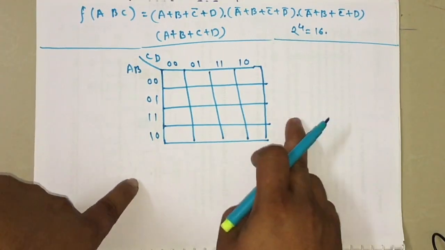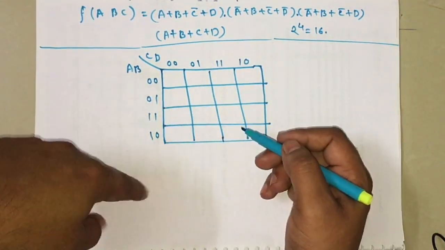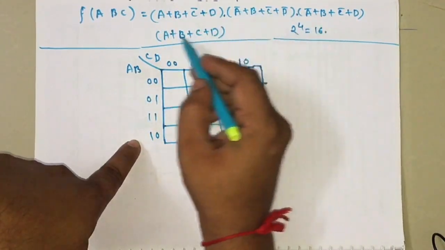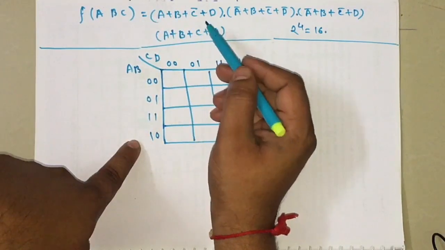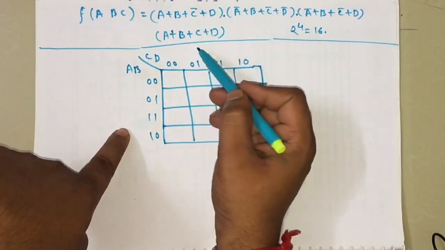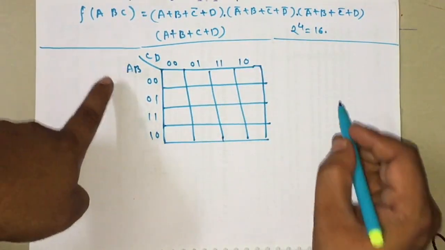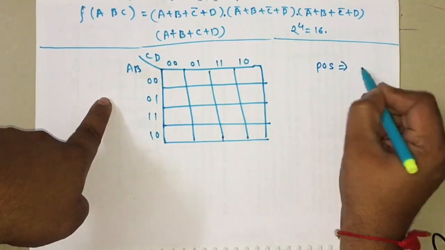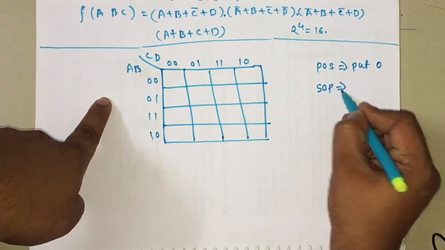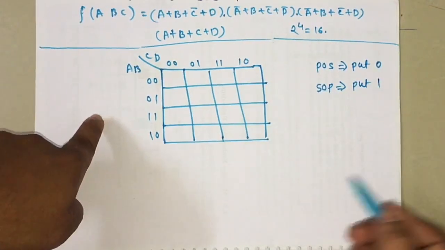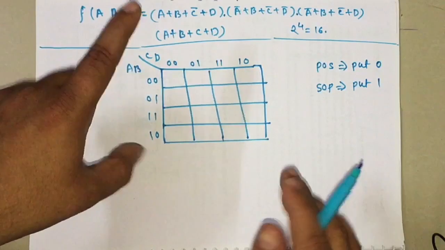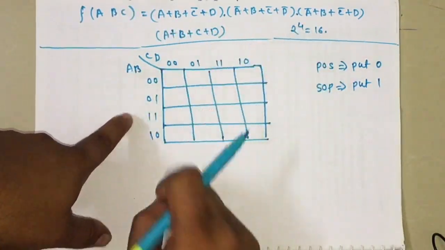Now in this case, those sum terms are present in your equation. On that location you have to put 0. Remember that wherever these terms are present you need to put 0 here. In POS we need to put what? 0 in the K-map. In case of ESOP, we saw that we have to put 1 in the square boxes where those product terms are present. So here, where those sum terms are present in your equation, you need to put a 0.